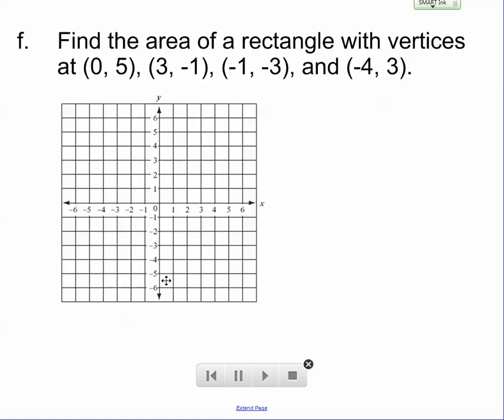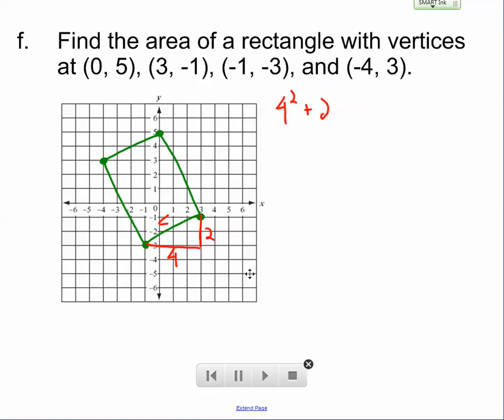Let's do that again. Find the area of a rectangle with these vertices. So it's not a square this time, it's a rectangle. But I'll plot these points: (0, 5), (3, -1), (-1, -3), and (-4, 3). There's my rectangle. Now I need to find the length and the width of this rectangle. So I know that one is 4 by 2, and I can find C.